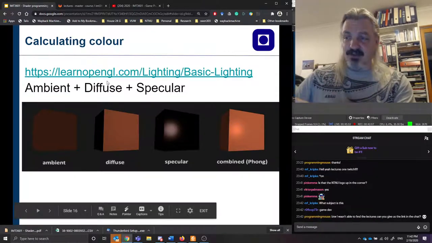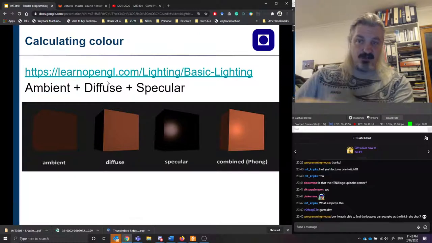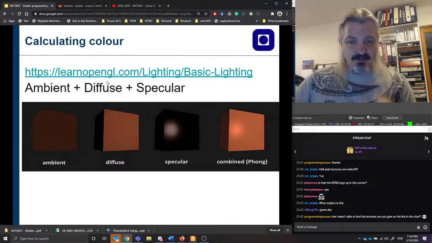You should go and have a look at the learnopengl.com lighting basics, which are really useful.